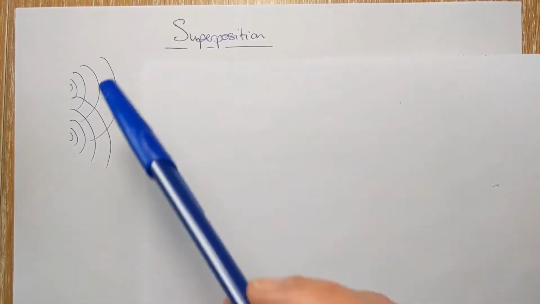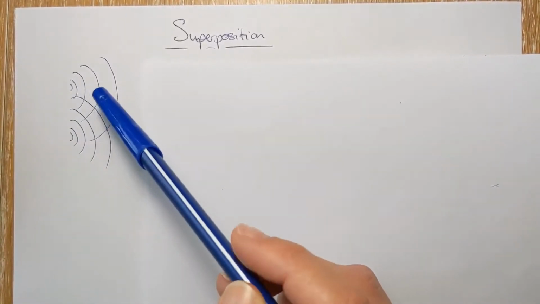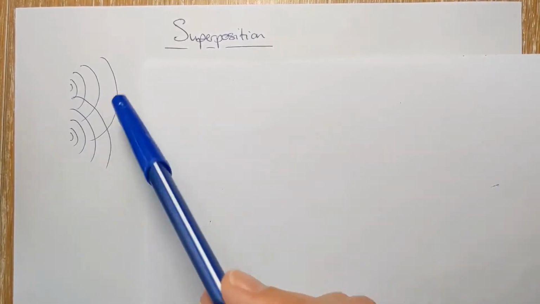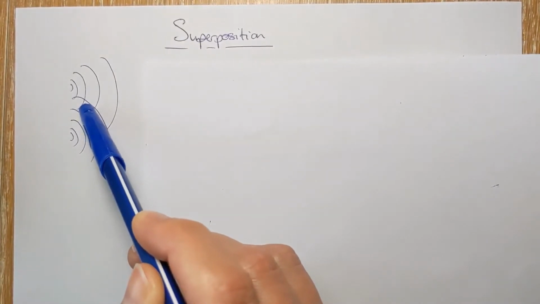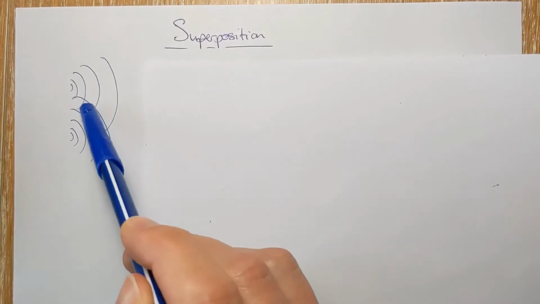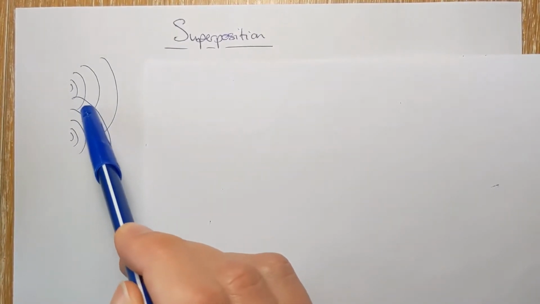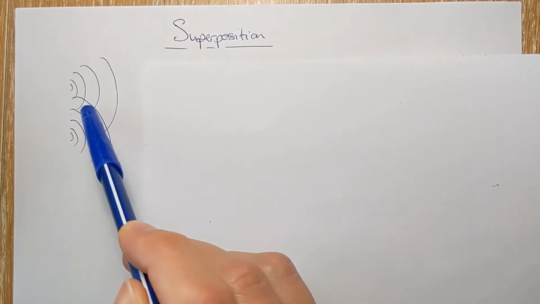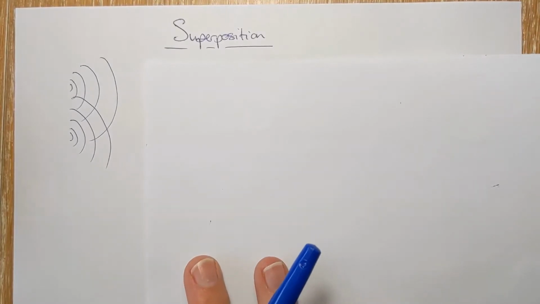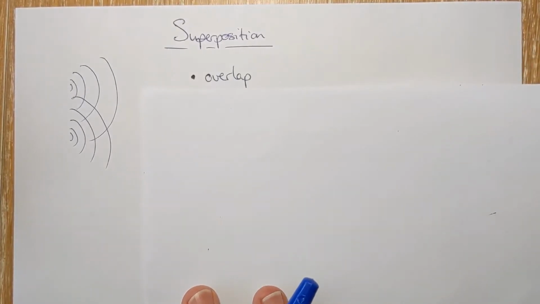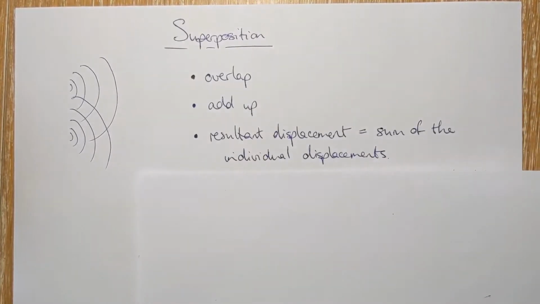Starting with superposition, if you have two or more waves that are overlapping, then at any particular point, what will the displacement be at that point? Well, it will be the displacements of the individual waves added together. That's what we mean when we say that the waves add up. This is called the principle of superposition, and it is always 3 marks. So you say that when waves overlap, first mark, they add up, second mark, and the resultant displacement at any point is the sum of the displacements of the individual waves, third mark.